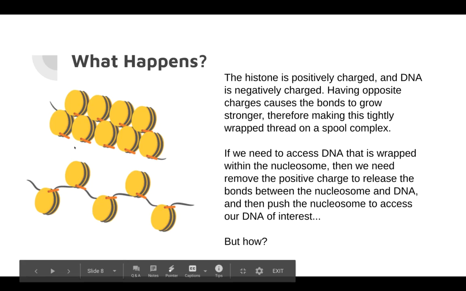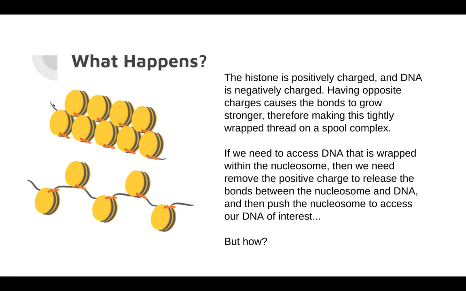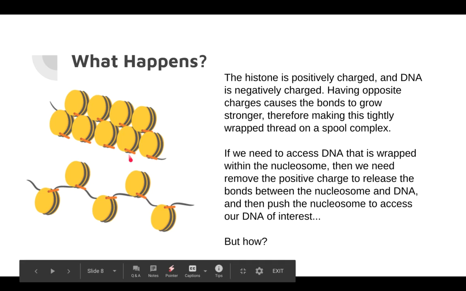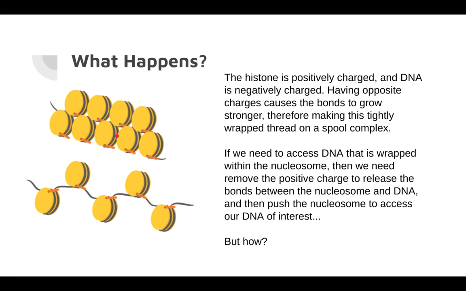So how does this even work? What even happens? We have a histone that's positively charged and DNA that's negatively charged. Having opposite charges is going to cause the bond to be strong, which is going to make this tightly wrapped thread in a spool complex. Now, we need to access DNA. Pretend we need to access DNA somewhere up in here. Somewhere even like in here or over there. Somewhere in here where we can't reach it. We could probably neutralize the positive charge, which will allow the DNA to be released, and the nucleosome will be able to be moved. We can push the nucleosome out of the way so we can get to the DNA.